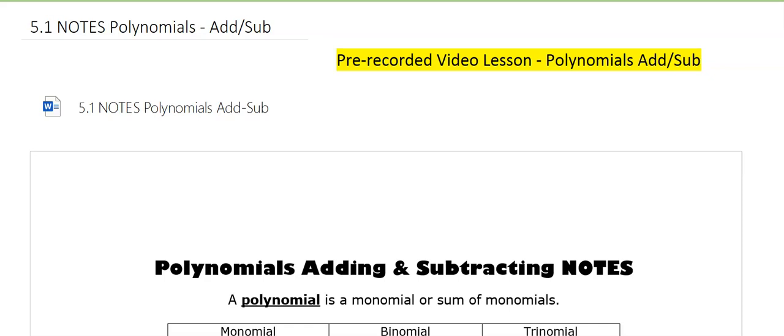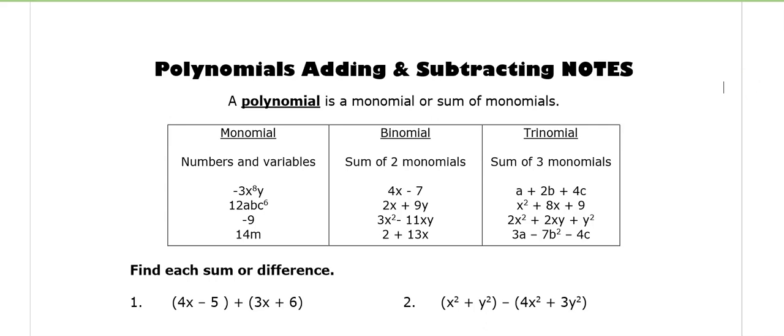Adding and subtracting polynomials. Right down here we have a few definitions.